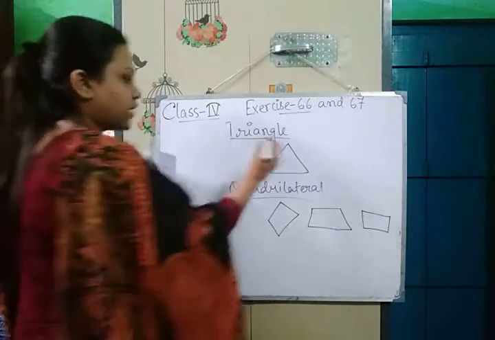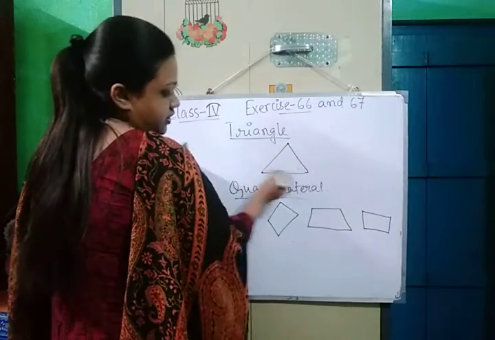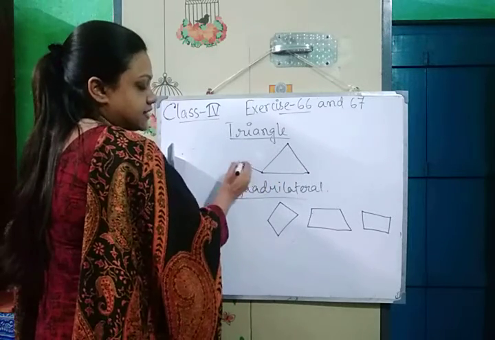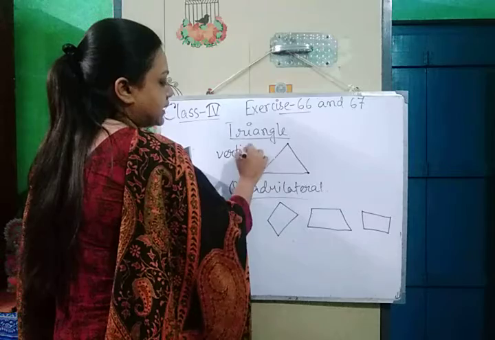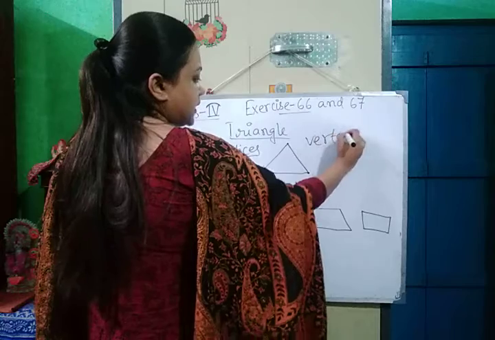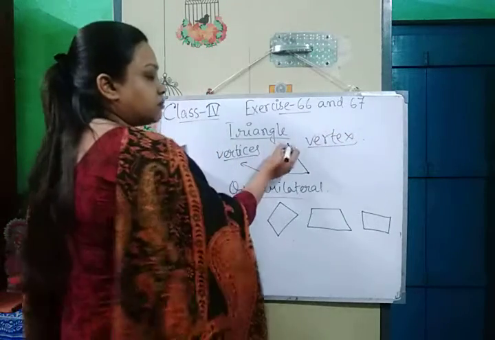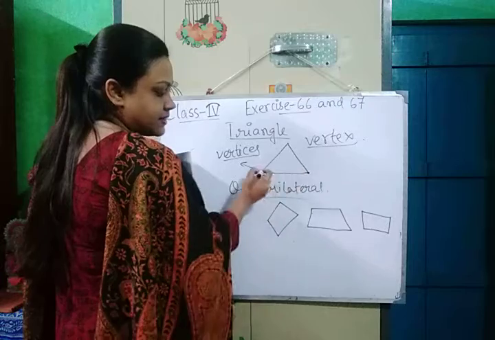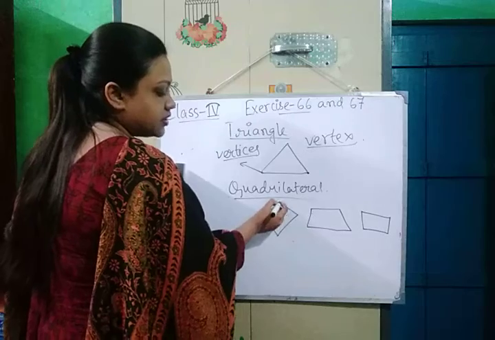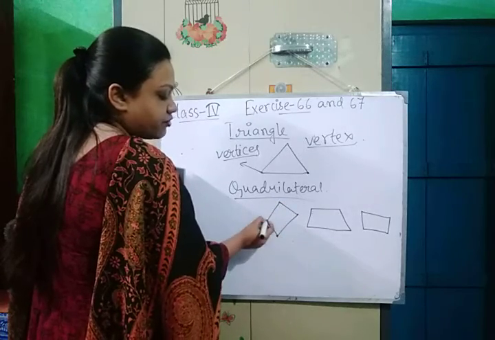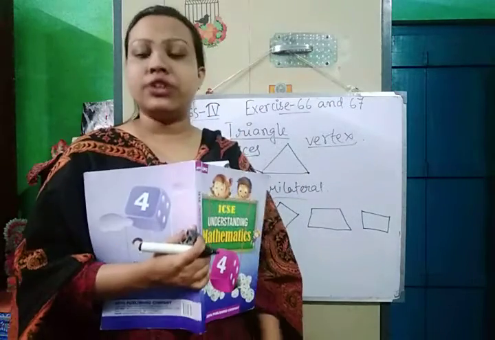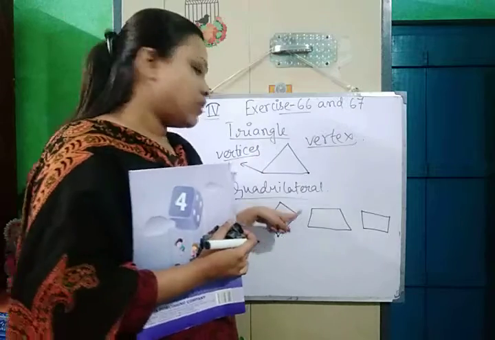Now you have to know that these points in which 2 line segments are meeting are called vertices. The plural form of vertex is vertices, and the single form is called vertex. So the points in which 2 line segments are meeting are called vertices. Same here in this quadrilateral, these points are called the vertices of the quadrilateral. So what did I say? That only 2 types of polygon you will learn in this class, triangles and quadrilaterals.